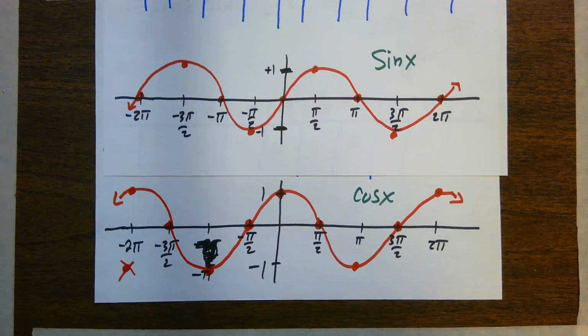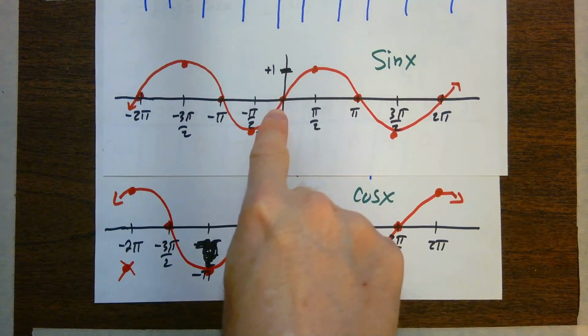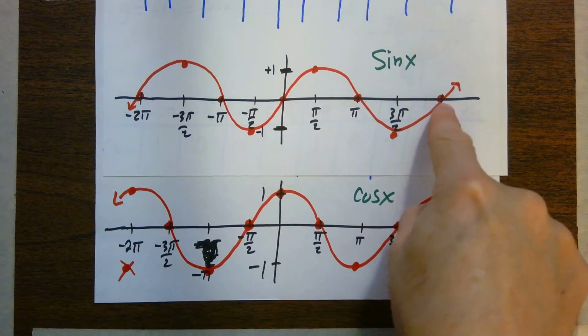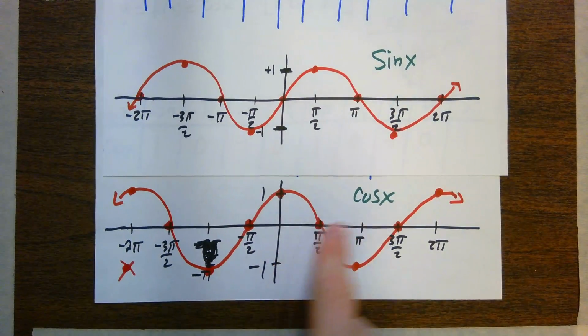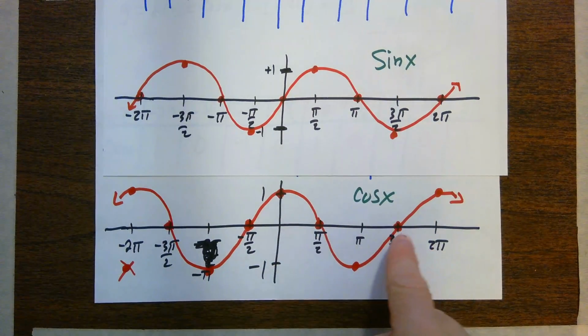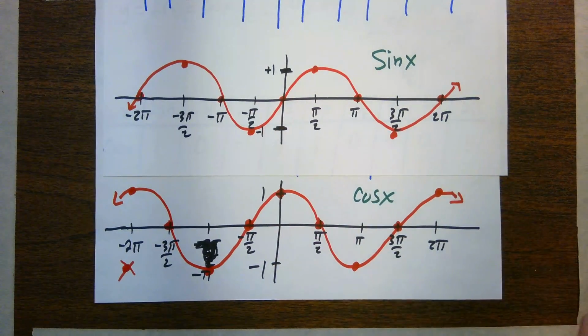The thing that should jump out at you is the x-intercepts. The x-intercepts are very different. In sine, I've got 0, pi, 2 pi, 3 pi, 4 pi, 5 pi, 6 pi and so on. In cosine, I've got pi over 2, 3 pi over 2, 5 pi over 2, 7 pi over 2, 9 pi over 2, and so on and so forth.